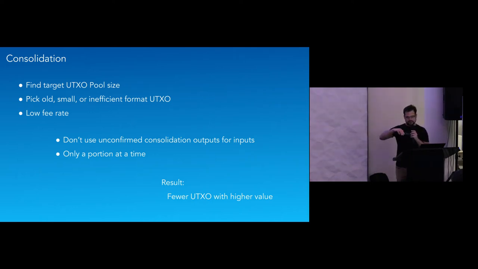So what you try to do is pick some UTXO pool size, maybe 1,000 unspents or so, and then if you exceed that, you pick a metric by which you decide which UTXOs get consolidated. For example, any UTXOs that are older than 3 months, or any UTXOs that are smaller than 10,000 satoshis, or UTXOs that use an inefficient address format, something that isn't SegWit yet. And then you just shoot off a transaction at the lowest possible fee rate and wait.